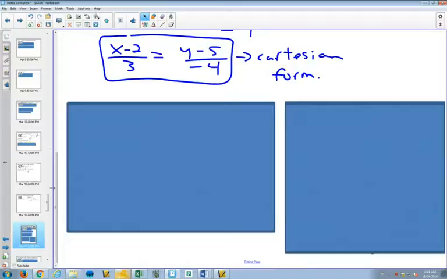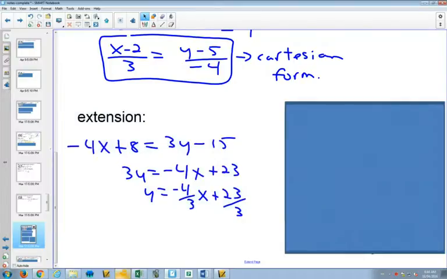So now if you wanted to reconnect this to your grade 10 math, now that you've got this Cartesian form, can you see that you could cross multiply to get rid of the fractions? If you did that and rearranged things, you could get it in y equals mx plus b form. The slope is going to be negative 4/3. Now slope is rise over run, so slope is always your y values on top and your x values on the bottom.